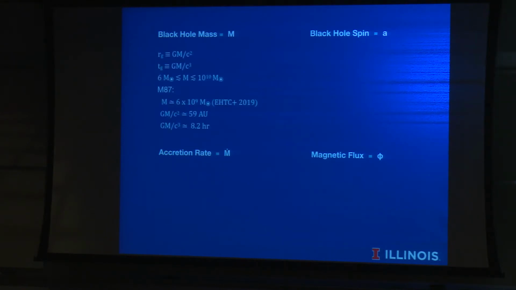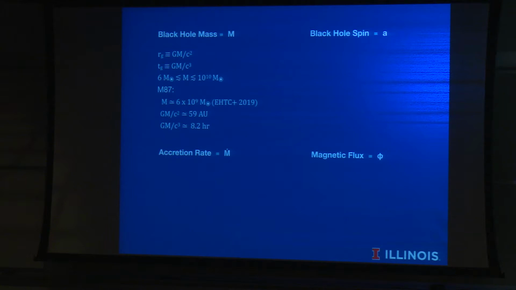Okay, so let's go through these one at a time and talk about the black hole mass. The black hole mass sets a characteristic length scale, GM over c squared, and a characteristic time scale, which is the light crossing time for this characteristic length scale, GM over c cubed. We know that the mass of putative black holes spans the range from 6 solar masses for stellar mass black holes in our galaxy to 10^10, or I may have to revise this, 10^11 solar mass black holes in the centers of external galaxies. Okay, so to be specific about this, I'm going to use M87 as an example throughout because it's of some interest. For M87, the mass is about 6×10⁹ solar masses. The characteristic length scale, GM over c squared, is about 59 astronomical units. And the characteristic time scale, GM over c cubed, is about 8 hours. All right.